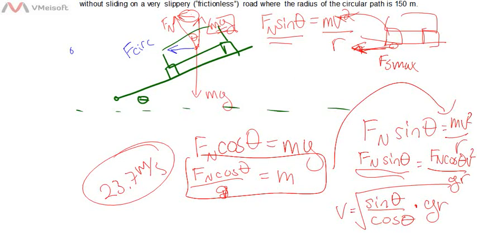Now, you could make it more difficult. What would happen if there were some friction? Well, there would be a friction opposing the sliding. That would be this way. You'd have to get the component, because a component of friction is also contributing to that net centripetal force. But let's not do that right now.